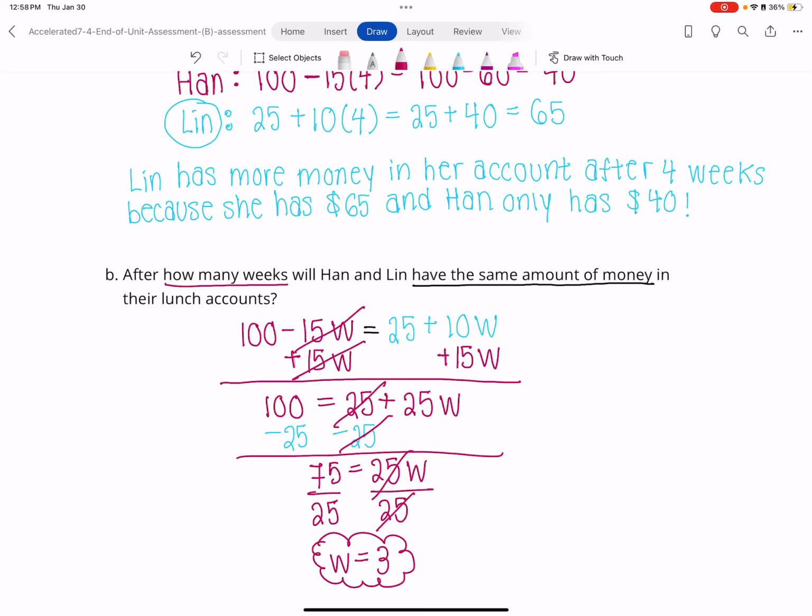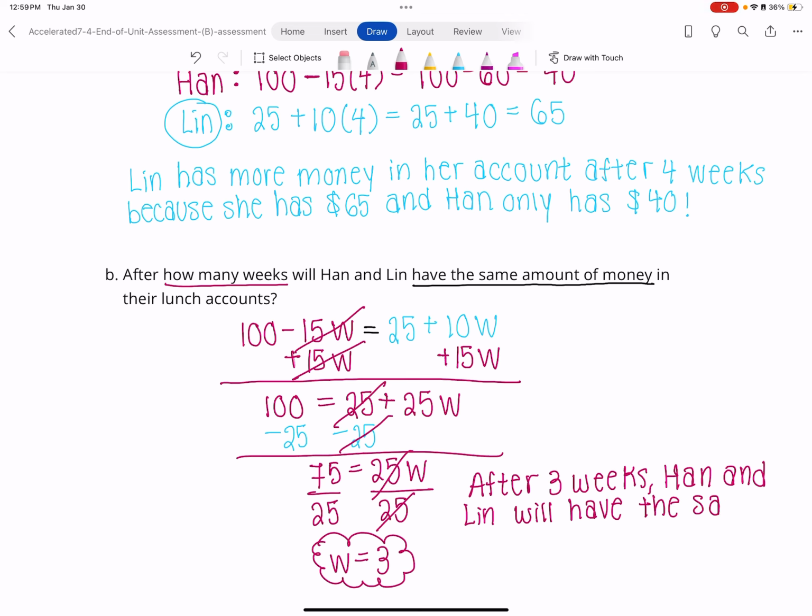And you always want to write a full sentence. So after 3 weeks, Han and Lynn will have the same amount of money in their lunch accounts.